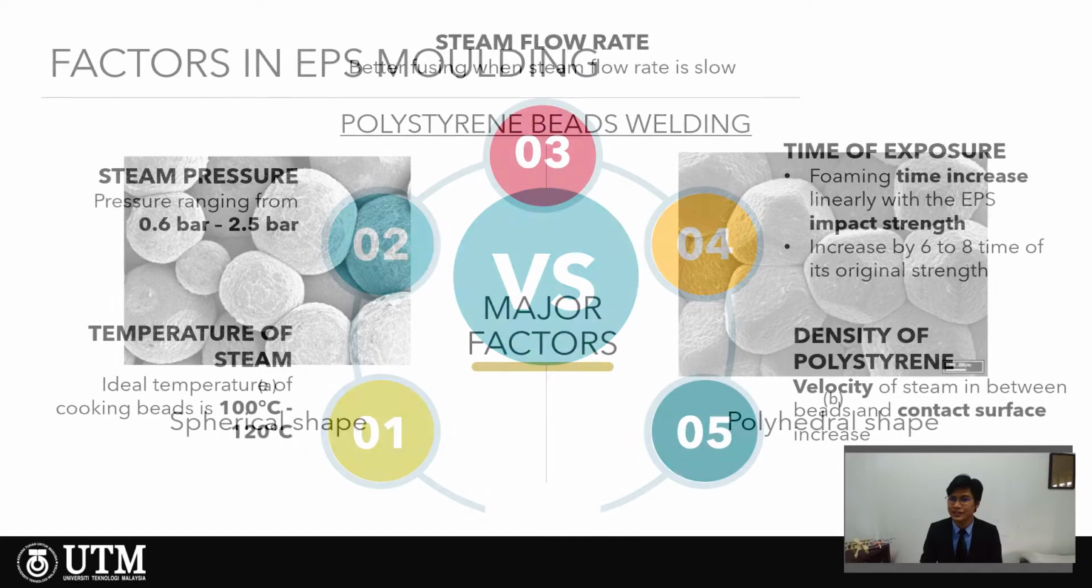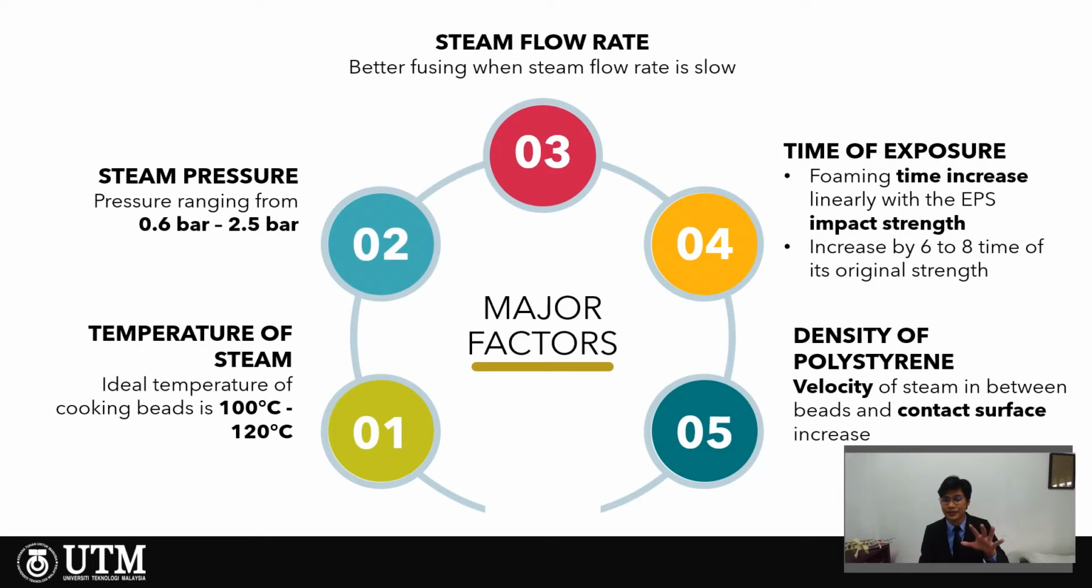So what are the factors affecting this? There are 5 major factors, and this is affected by steam temperature, steam pressure, steam flow rate, time of exposure to the steam, and the density of the polystyrene. All these factors need to be remembered because we will use them in the simulation later on.